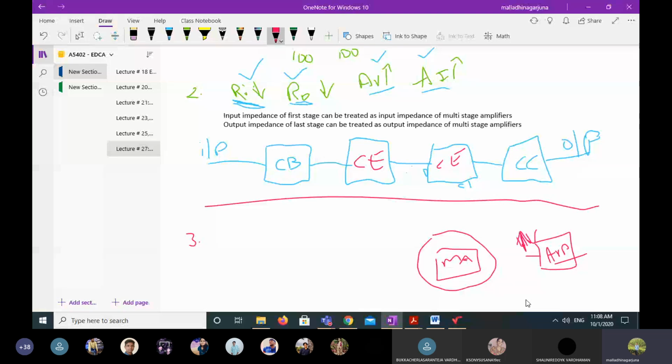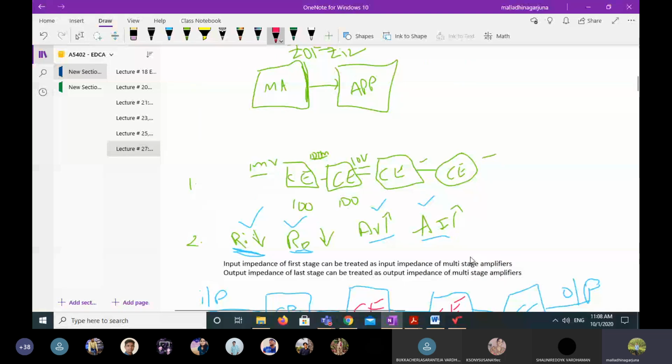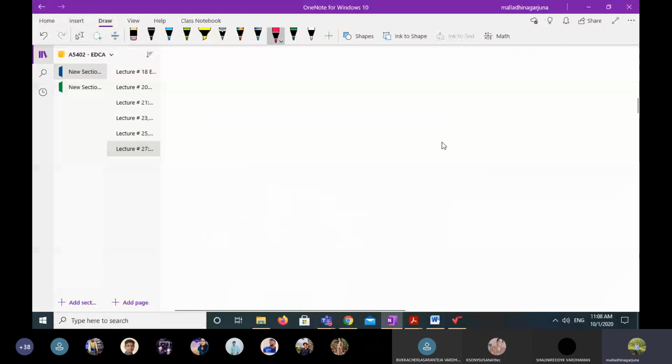So then we'll move to the next topic. The effect of cascading on gain and bandwidth. Very, very important topic. Note down. Effect of cascading on gain and bandwidth.